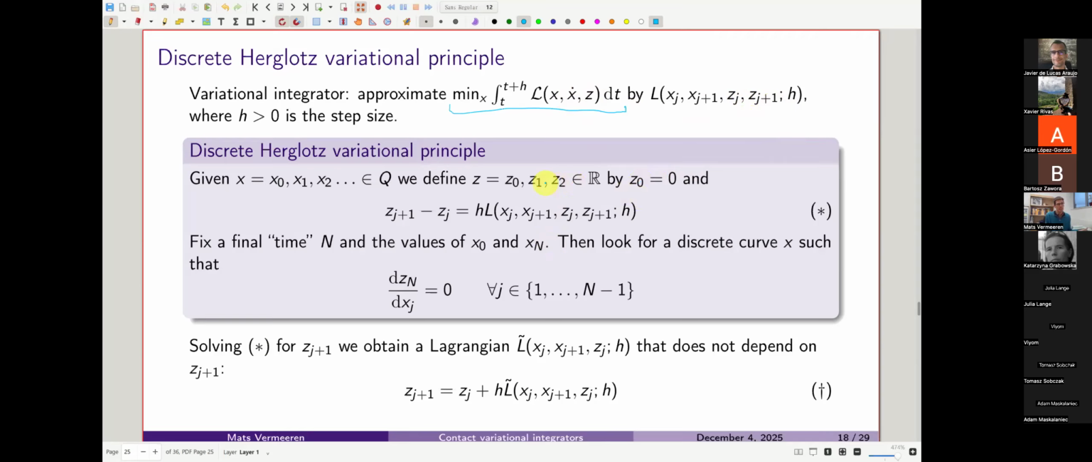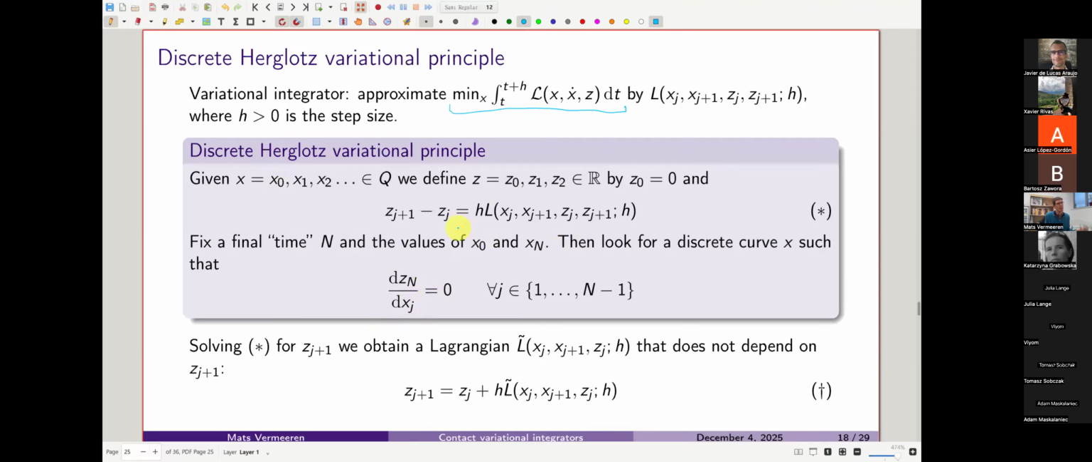And the Herglotz variational principle in the discrete setting is what you would expect it to be. So we change the differential equation for z into a difference equation. So the increment in z is step size times the discrete Lagrangian. And then if we're working from time 0 to time n, step 0 to step n, then we look for the discrete curves, the sequences of x's, such that the induced value of z_n does not depend on any of the values x_j in the middle of our curve. So like the continuous case, we will keep x_0 and x_n fixed when we take variations, boundary points are fixed, but differentiating with respect to any other x in the discrete curve should not change z_n.